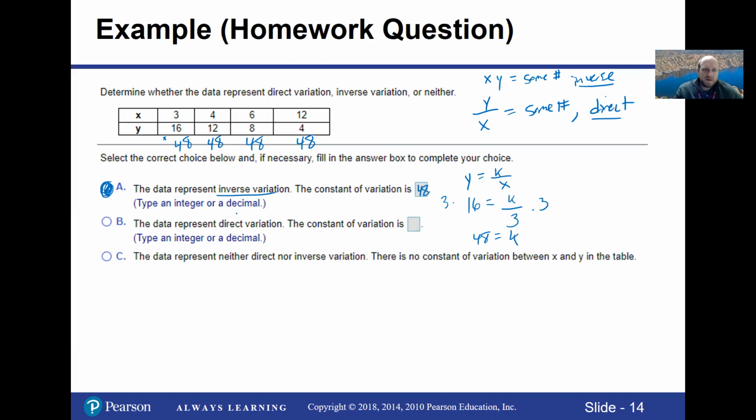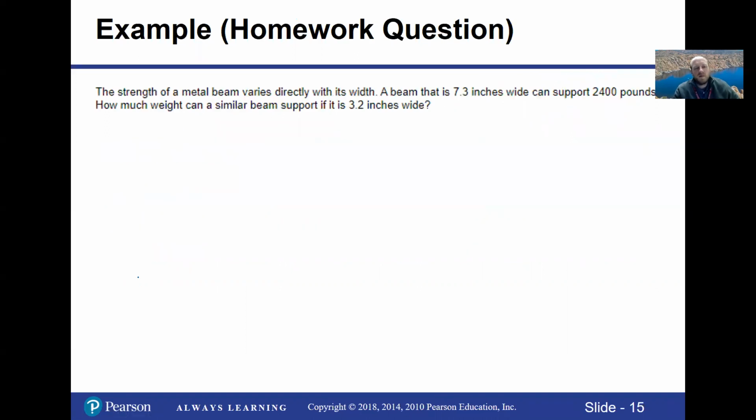And again, it's not direct variation because 16 divided by 3, what is that? That's 5.3 repeating. 12 divided by 4 is 3. So again, it's not going to be direct variation. All right, now let's do one more question.